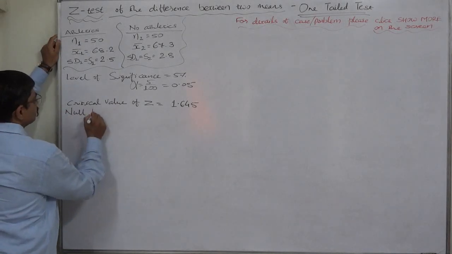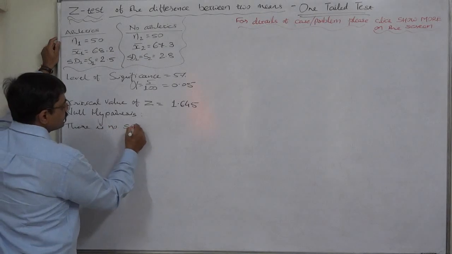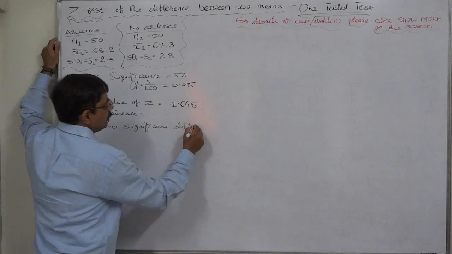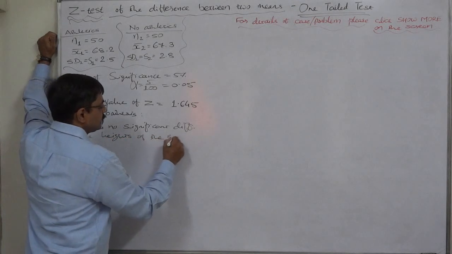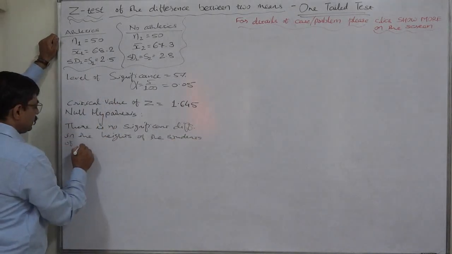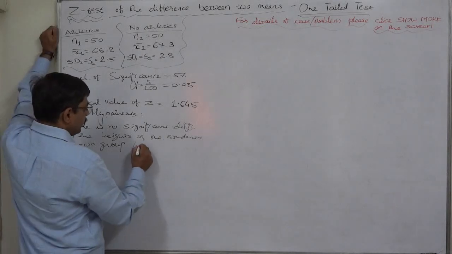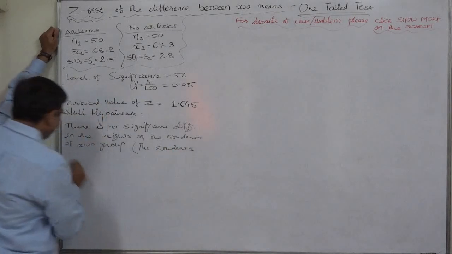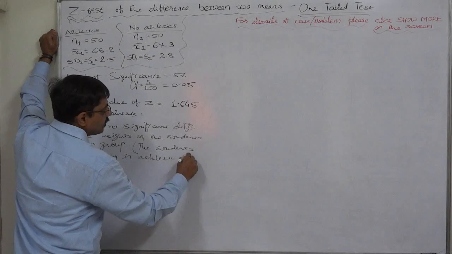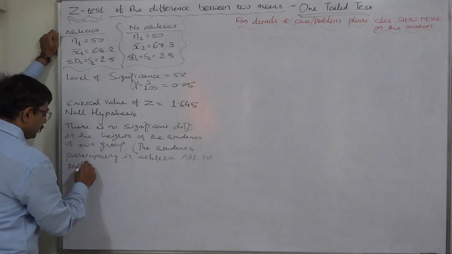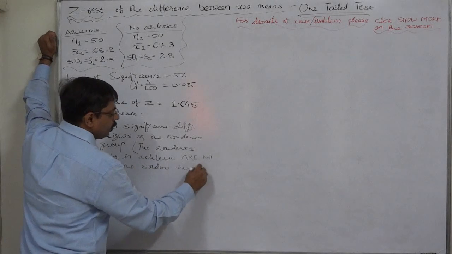Now null hypothesis. There is no significant difference in the height of the students of two groups. This is a very easy way of expressing the hypothesis. More proper wordings are the students participating in athletics are not taller than students who don't participate.